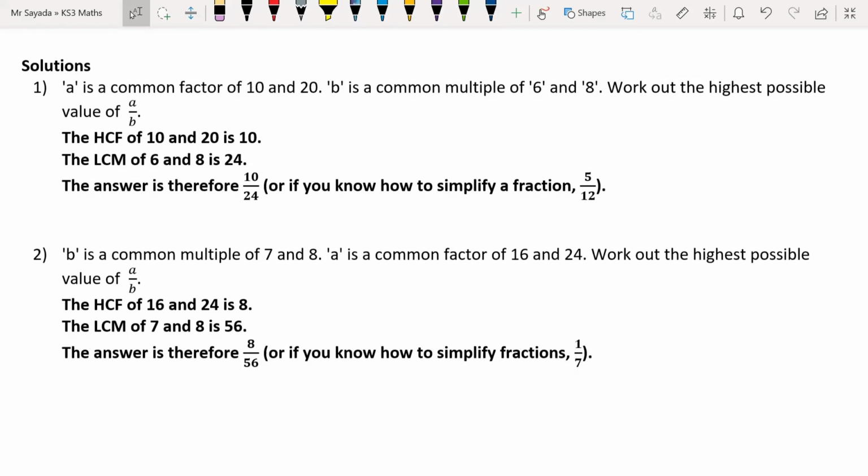So in this video, we've taken our knowledge of finding lowest common multiple and highest common factor to a new level to solve some complicated problems.